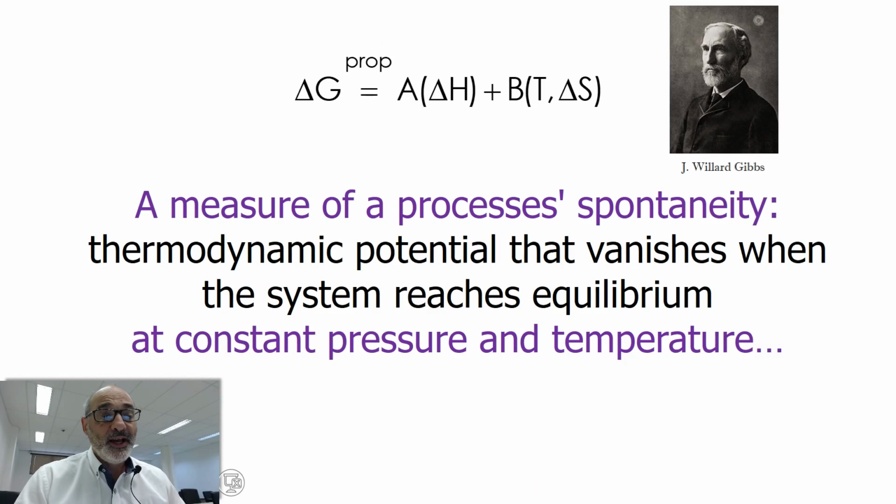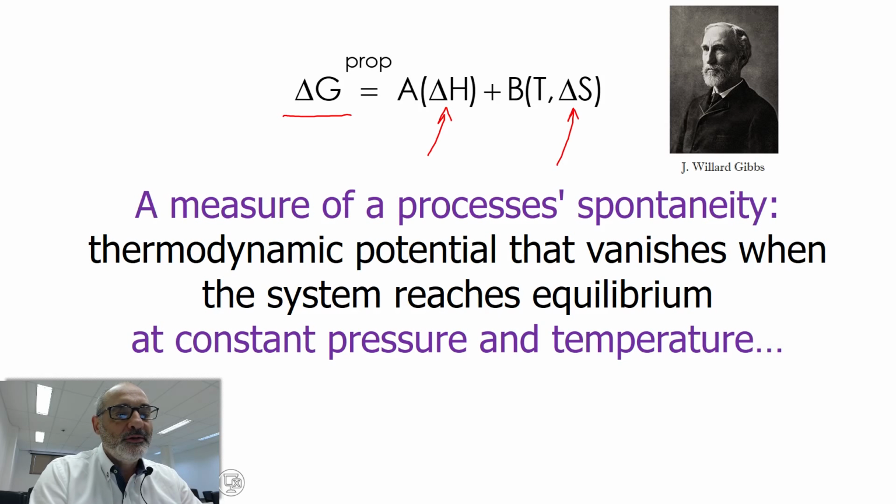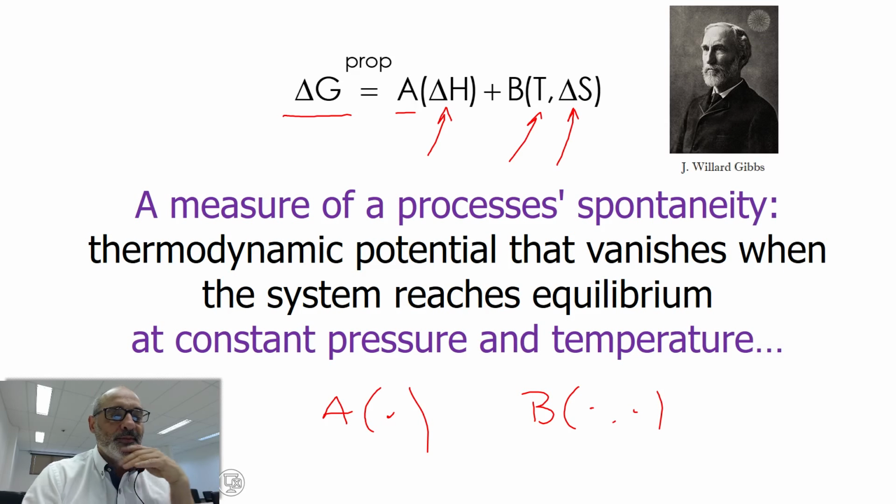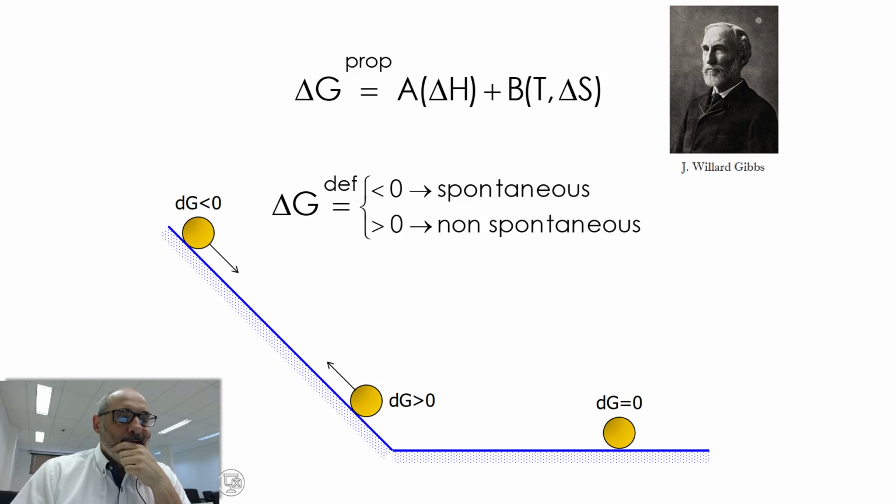So who did that was Gibbs, again. He proposed that this thermodynamic potential is a function of delta H and another function of entropy and temperature. So these generic functions are A and B. A is a function, we're going to see what it can be, and B is another function of two variables, like here. So let's try to figure this out.